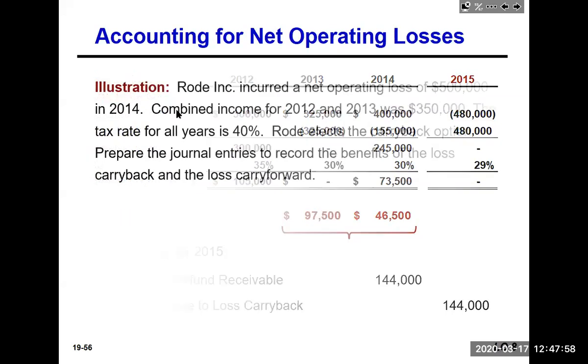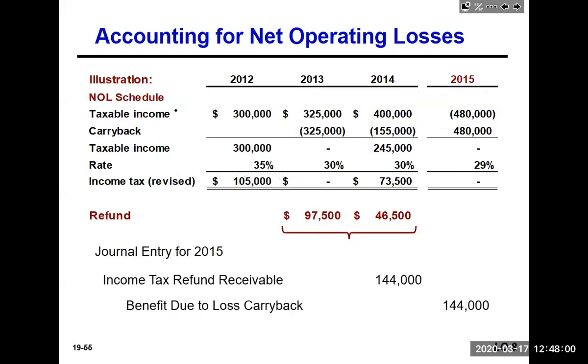So my journal entry went too far. Income tax refund receivable. Receivable means I expect cash. And that's a balance sheet account, correct? And then I've got this benefit due to loss carryback. That's the income statement account. 144,000. So that's going to be what? A credit. Anytime you've got a credit to revenue or credit to a gain, benefit due to loss carryback.